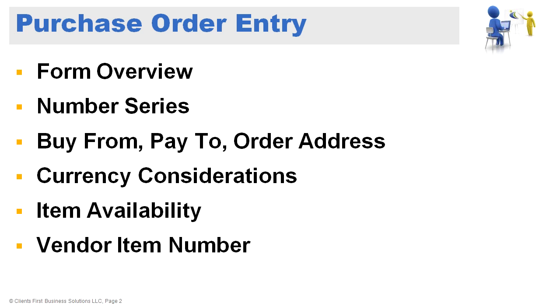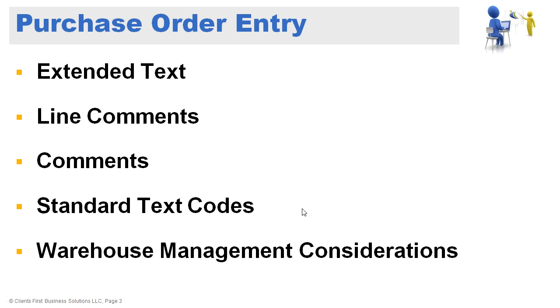Item availability, the information that we use to make decisions about what we want to purchase and when we need to have it. Vendor item numbers and cross-references. We'll also examine how extended text behaves. Multi-line descriptions for our products.